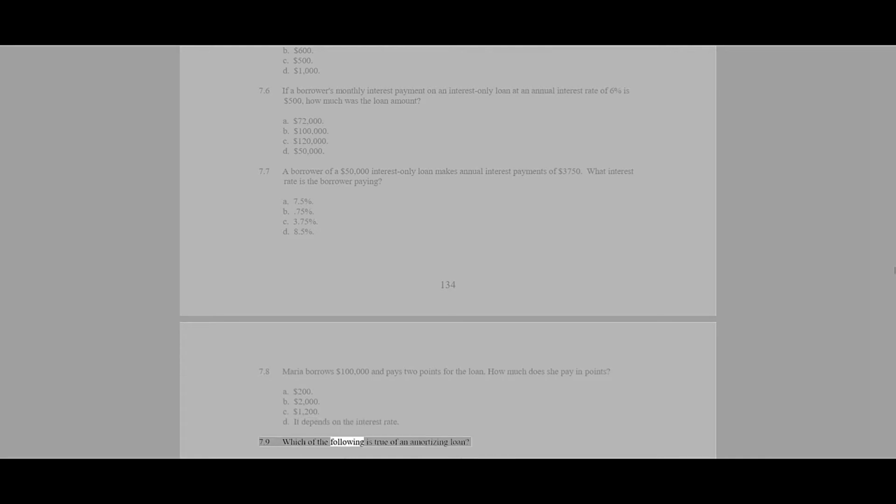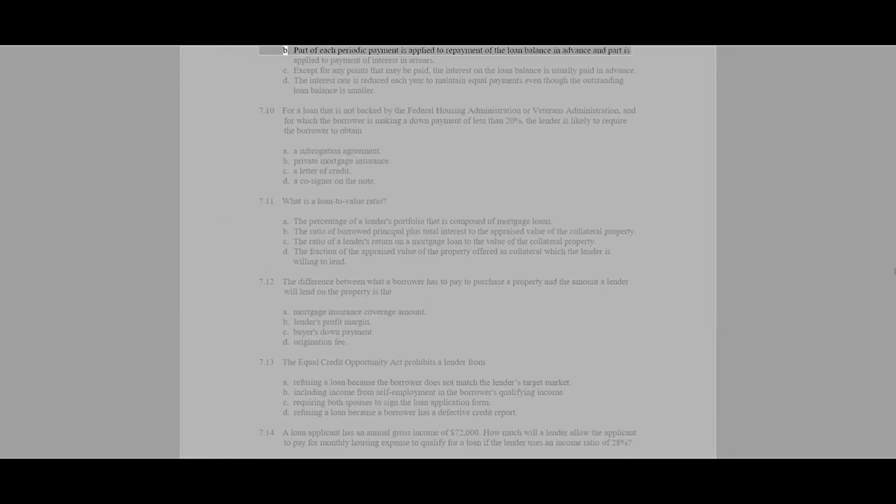7.9 Which of the following is true of an amortizing loan? A. The amount of annual interest paid is the same for every year of the loan term. B. Part of each periodic payment is applied to repayment of the loan balance in advance and part is applied to payment of interest in arrears. C. Except for any points that may be paid, the interest on the loan balance is usually paid in advance. D. The interest rate is reduced each year to maintain equal payments even though the outstanding loan balance is smaller.